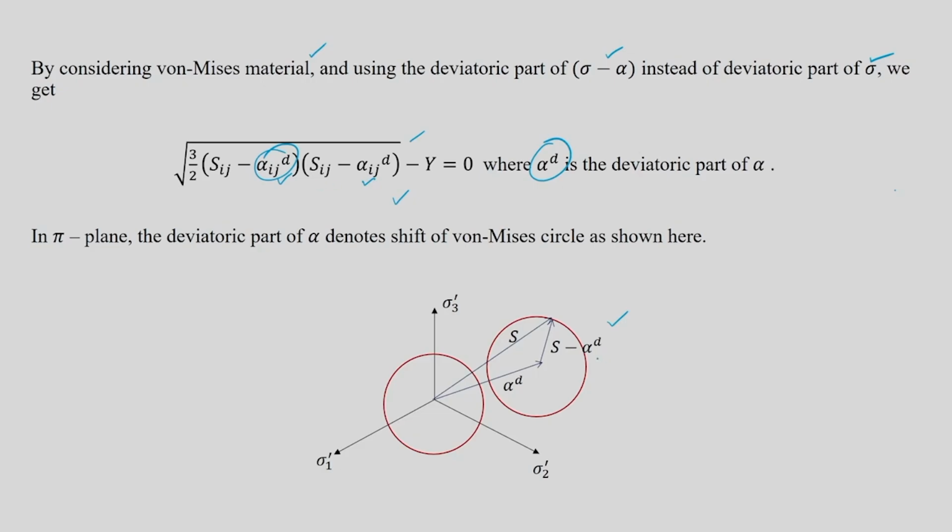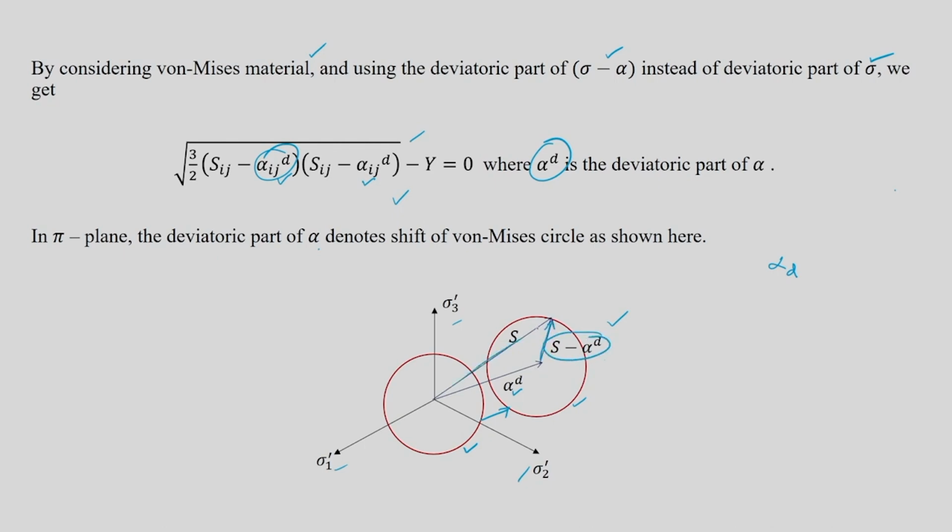That's what is discussed in this particular figure. In the pi plane, the deviatoric part of alpha, which is alpha d, denotes the shift of the von Mises circle as shown in this figure. This is your von Mises circle, with sigma 1 dash, 2 dash and 3 dash axes, on the deviatoric pi plane. Now this circle is shifted by alpha d, and then S minus alpha d denotes this particular vector.